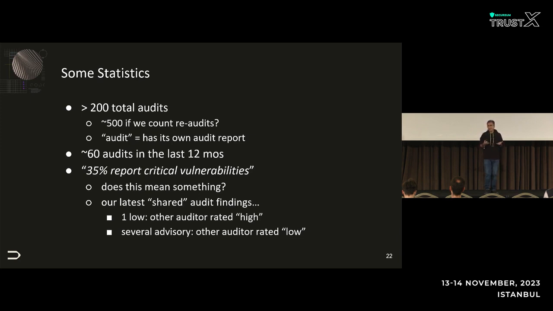So I could give you statistics. I've seen other people give statistics, such as 35% of our audits report critical vulnerabilities. That's true. That's an accurate number for us. But I'm not sure that this means something. Actually, I think it's really good for an auditor sometimes to downplay severity, not at the critical level, but perhaps at other levels. So, for instance, our latest audit that also had a different auditor, we rated one severity low. This was our highest. The other auditor rated it high, and we gave several advisories that the other auditor rated low. So it's kind of subjective.